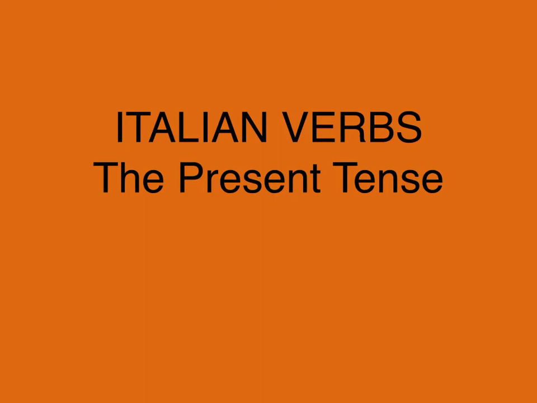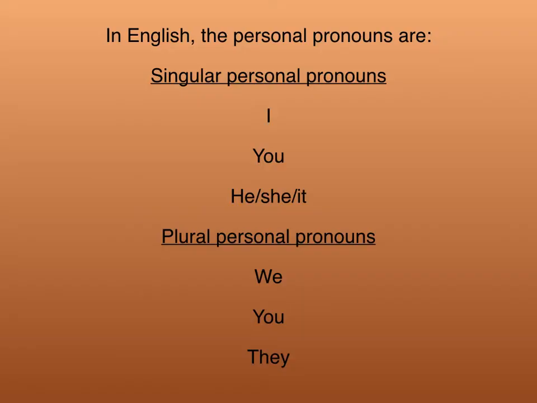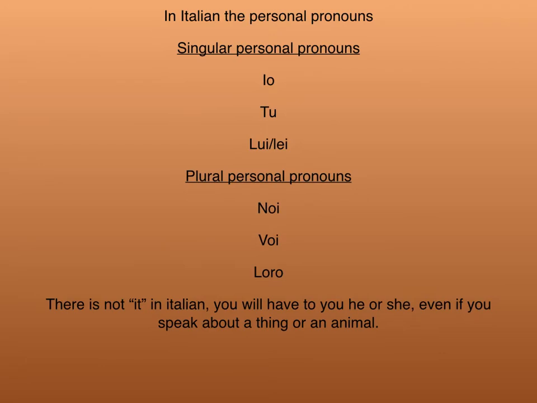Today we are going to look at the Italian verbs in the present tense. First, let's have a look at the personal pronouns. In English, the personal pronouns are I, you, he, she, it in the singular, and we, you, they in the plural. In Italian, they are io, tu, lui, lei in the singular, and noi, voi, loro in the plural. And as you can see, there is no it in Italian. You will have to use he or she, even if you speak about a thing or an animal.